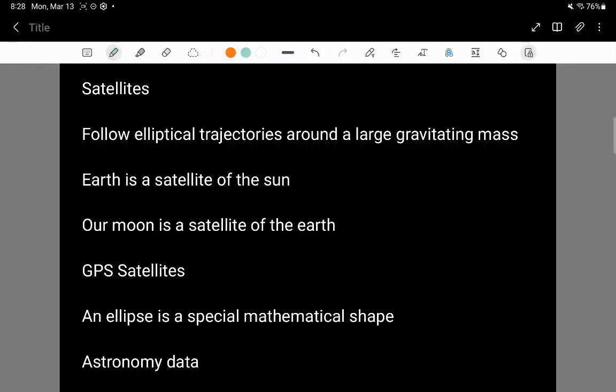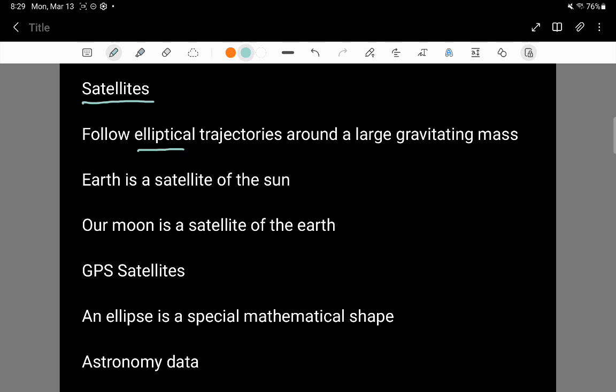In this video, I am introducing you to topics associated with these things, or these objects, or really they're projectiles. They're referred to as satellites. A satellite is an object that follows an elliptical trajectory around a large gravitating mass.